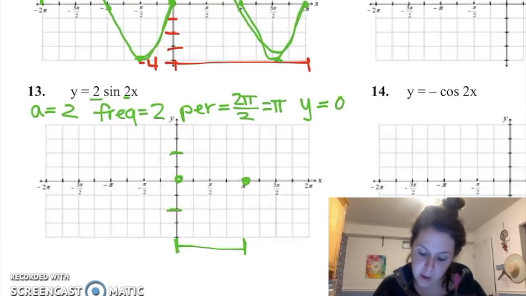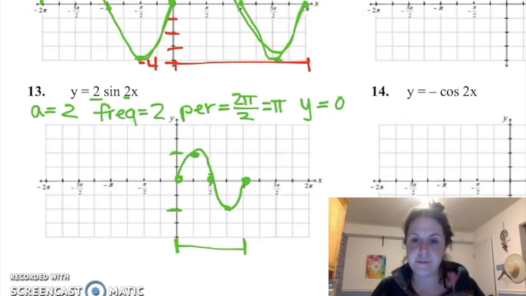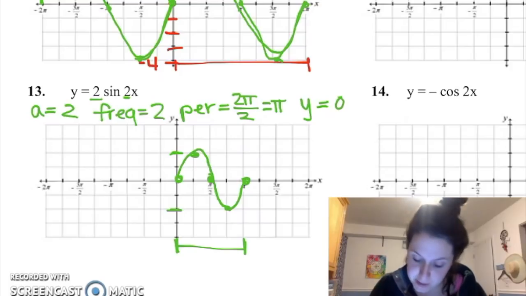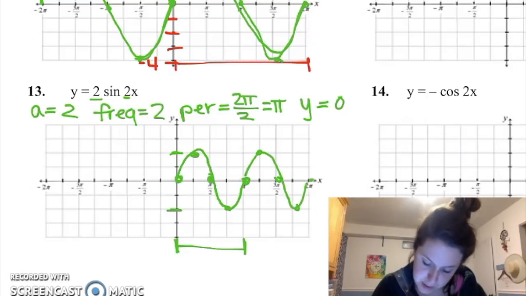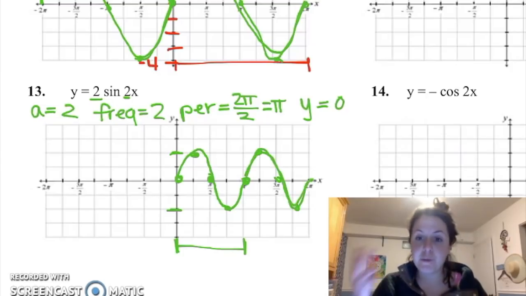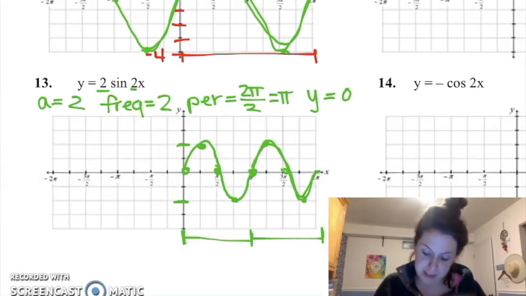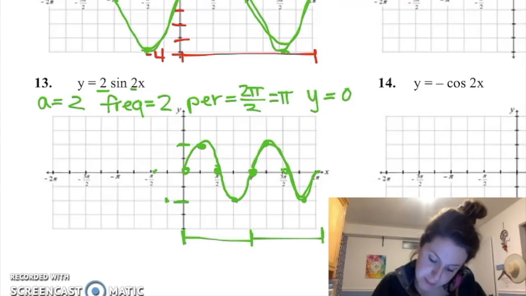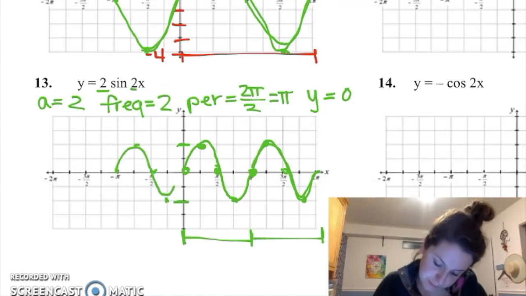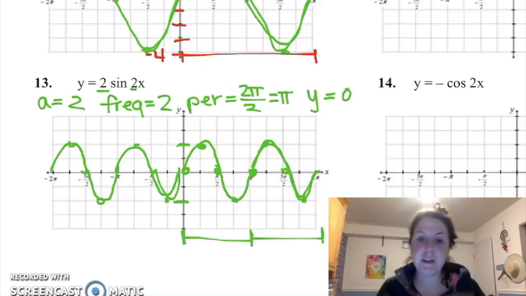And so this would go up to 2, down to 0, down to -2, back to there. So that would be one full curve. And now we just need to repeat it. So back up, back down, back down, back up. And remember, your frequency is 2, so it makes sense that there are 2 full curves there. Same thing here. So this would go down, up, down. And then repeat it one more time. And that would be your curve.